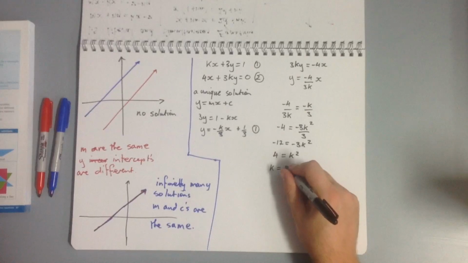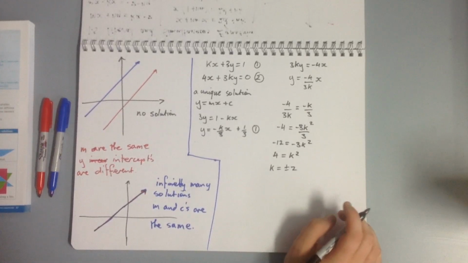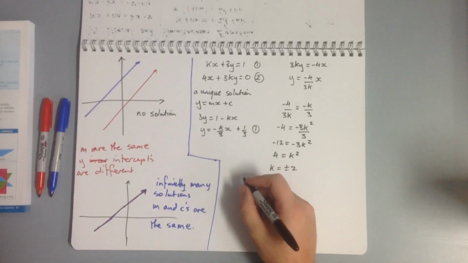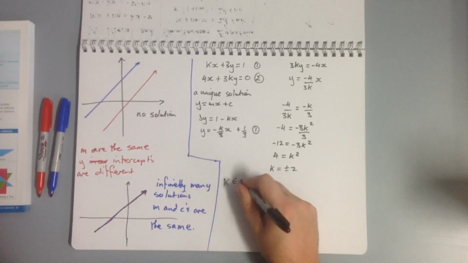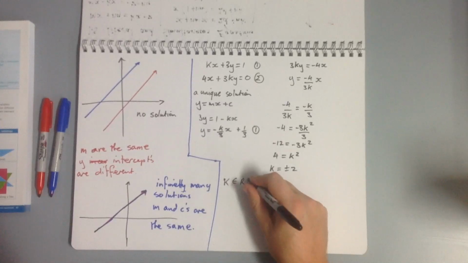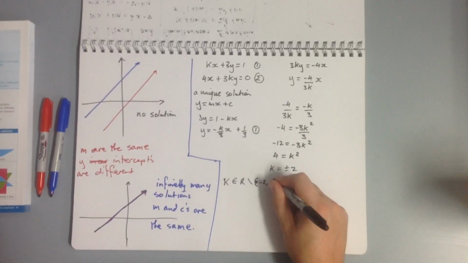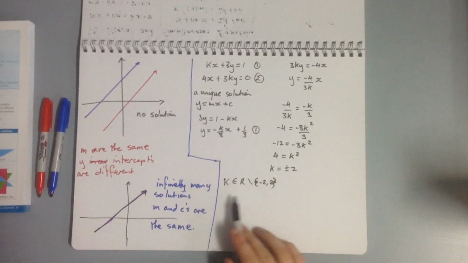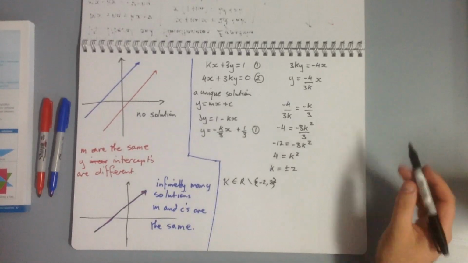Okay, equals plus or minus 2. So that means we're going to have a unique solution when k is an element of all real numbers excluding the points 2 and negative 2. So when k is an element of all real numbers excluding negative 2 and 2, then we will have a unique solution.